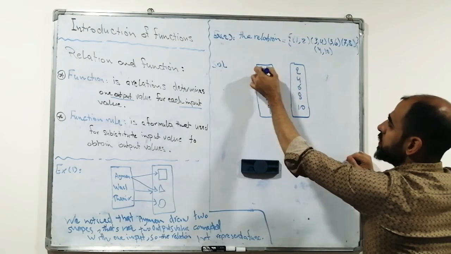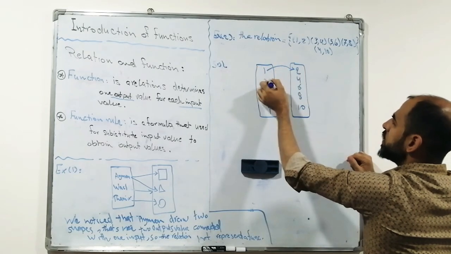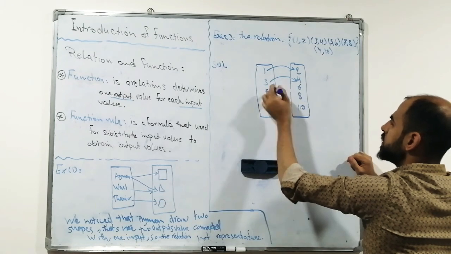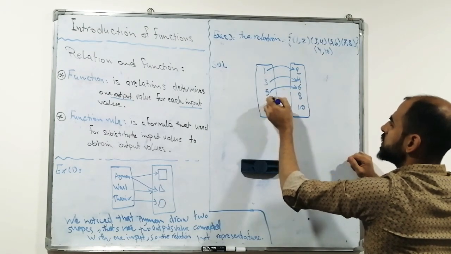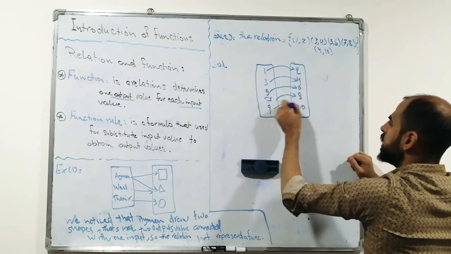Each ordered pair is represented in this form. Here 1 is connected with 2, 3 with 4, 5 is connected with 6, and 7 with 8 and 9 with 10.